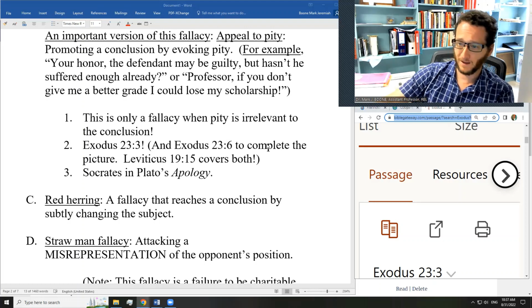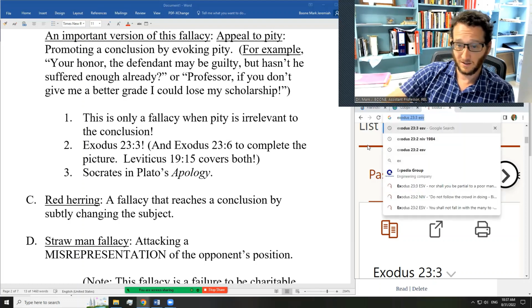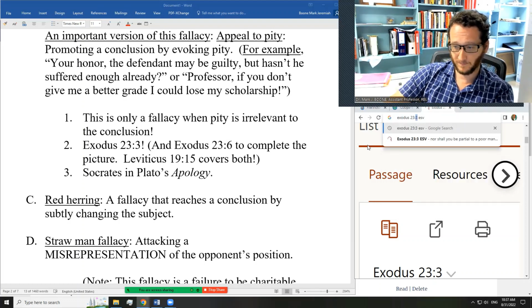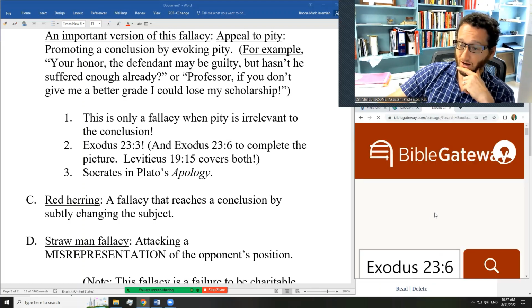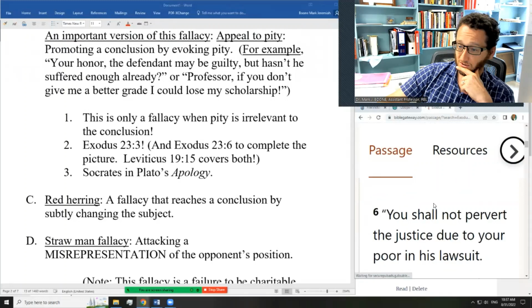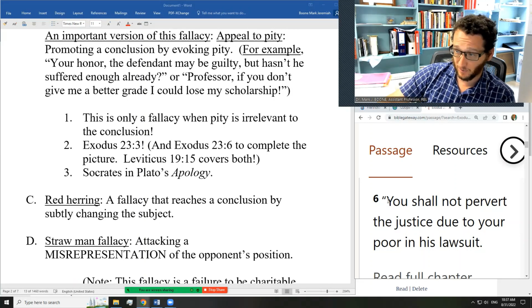Following on, do not follow the crowd in doing evil. But it's also important to not favor the rich in court either. So Exodus 23:6 helps to keep the context in mind. Do not pervert the justice due to your poor in his lawsuit. Do not favor a poor person in court because he's poor. Do not disfavor him because he's poor, because some rich guy is on the other side.